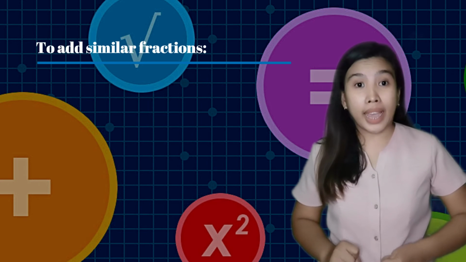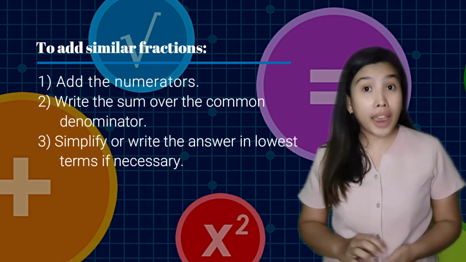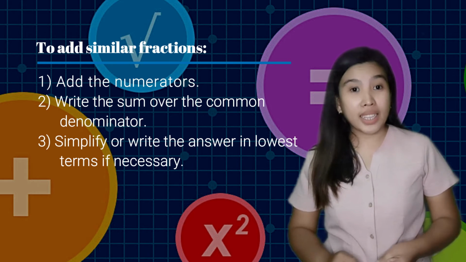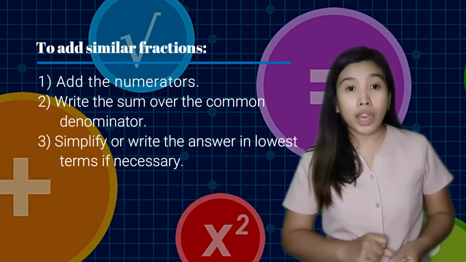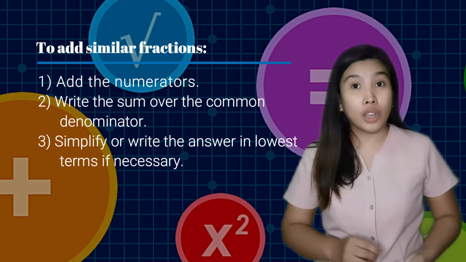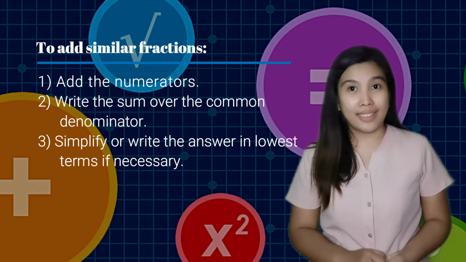So remember that in adding similar fractions, all you have to do is add the numerators. Next is to write the sum over the common denominator and then simplify your answer to lowest terms if needed.